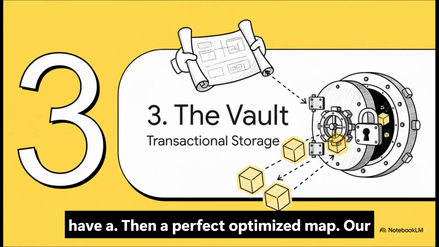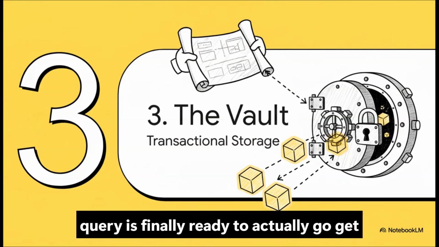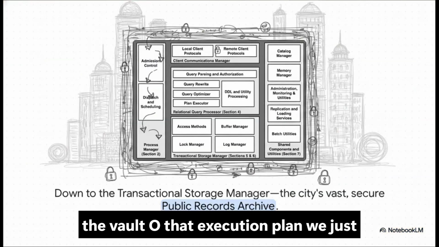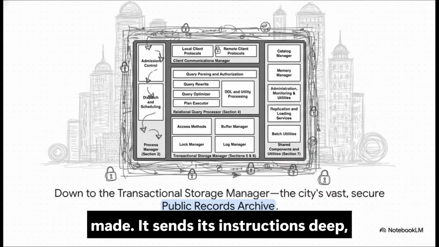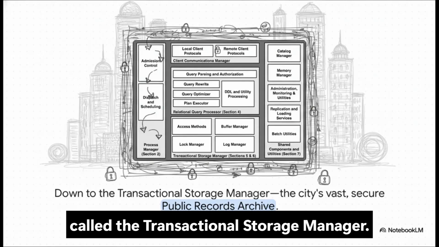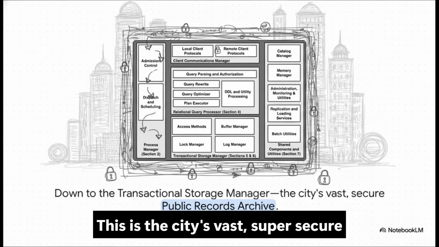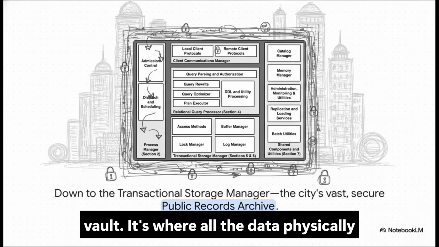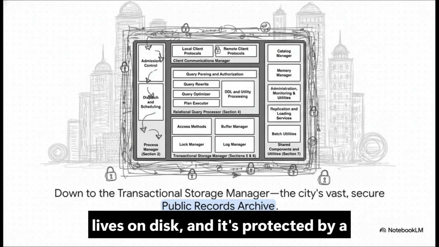Okay, so now we have a plan, a perfect optimized map. Our query is finally ready to actually go get the data. It's time to head down to the vault. So that execution plan we just made sends its instructions deep, deep down into the system to a place called the Transactional Storage Manager. This is the city's vast, super secure public records archive. This is the vault.